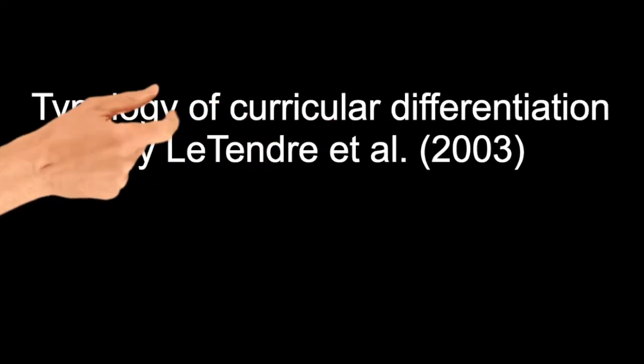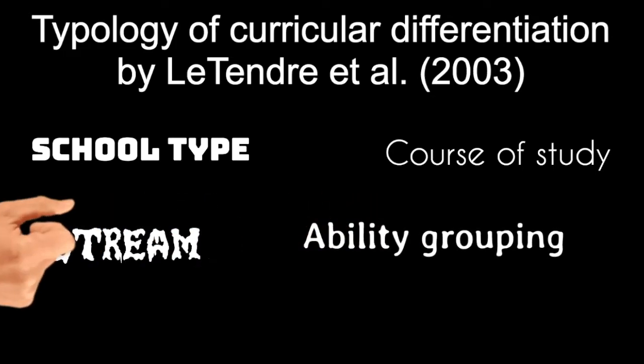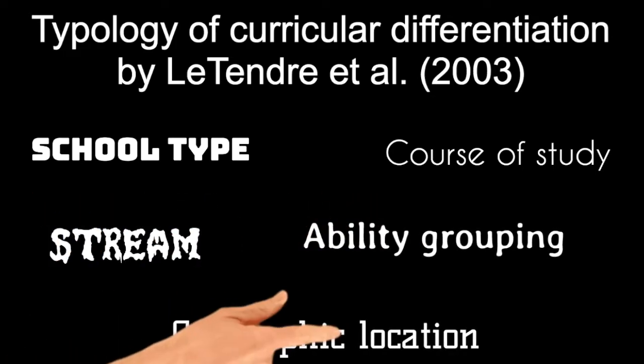It has been consistently debated how classrooms, or students in classes, should be organized. In curricular differentiation, there are 5 types of grouping students. They are school type, course of study, streaming, ability grouping, and geographic location.